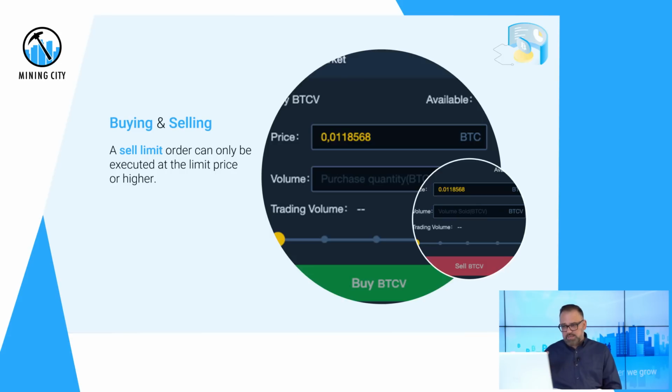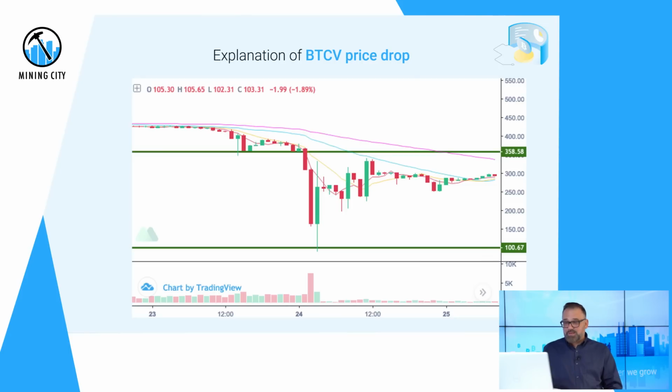Now, look at the example on the screen. It shows a buy limit order of BTCV using BTC only if the price on that pair reaches 0.118568 of a Bitcoin. This means that the trade can only happen once the cryptocurrency value reaches the limit price. Okay, now that we have understood the basic tools that all traders have at their disposal, we can finally discuss why BTCV has dropped on the 24th of August.